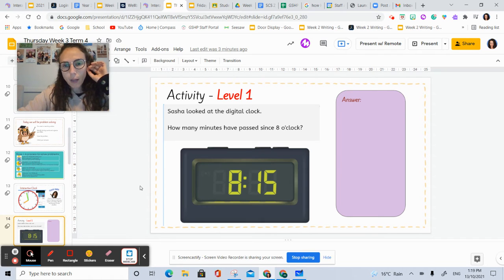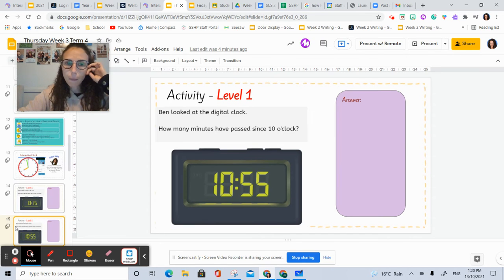How many minutes have passed since 8 o'clock? So you can see that the key information will be 8 o'clock. Over here you have quarter past 8. So all you need to do is think about the difference between 8 o'clock and quarter past 8. Ben looked at the digital clock. How many minutes have passed since 10 o'clock if you have 10:55 here or 5 to 11?